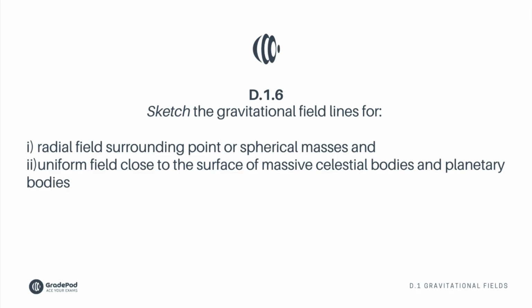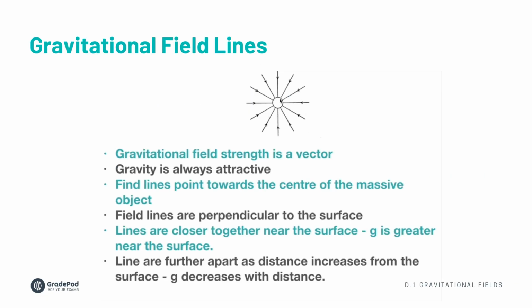I'd like to look at the field lines in a little bit more detail. If you imagine this as our large mass, you can see that the gravitational field can be shown using a series of field lines. And these field lines are radial, because we're looking at this large mass from a distance. This tells us that the gravitational field strength is a vector because we do care about the direction of this value. You can see that the lines always point towards the large mass, so gravity is always attractive.